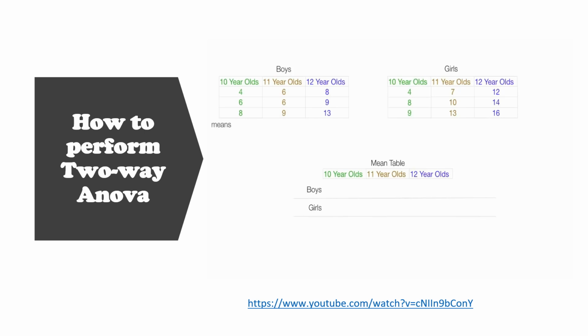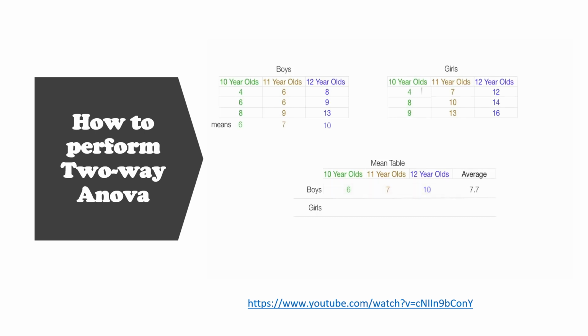So now I'm going to calculate the means, and the mean for the 10-year-old boys is 6. I'm going to put it in that first spot in the table, boys, 10-year-old. The mean test score for 11-year-old boys is 7. The mean test score for 12-year-old boys is 10. Now I take the average of all the boys, and the average test score for all boys is 7.7.